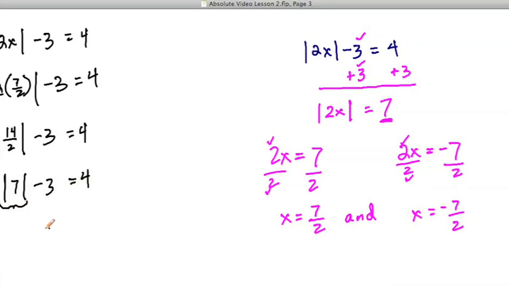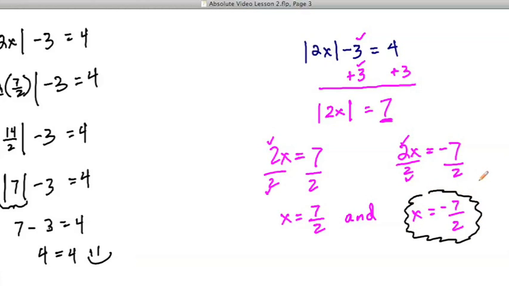How far is that away from Eckert's house? That is 7 away from Eckert's house. 7 minus 3 equals 4. Does 7 minus 3 equal 4? Sure does. Okay. And believe me, the same thing would happen if you plugged this in. You can try that on your own if you like. So let's look at the next one.